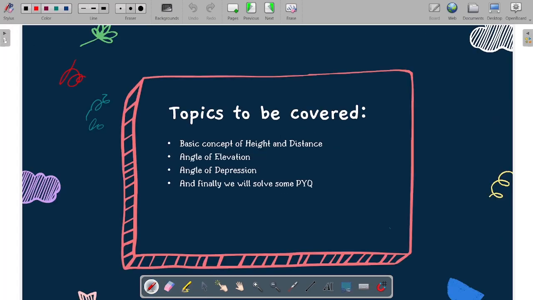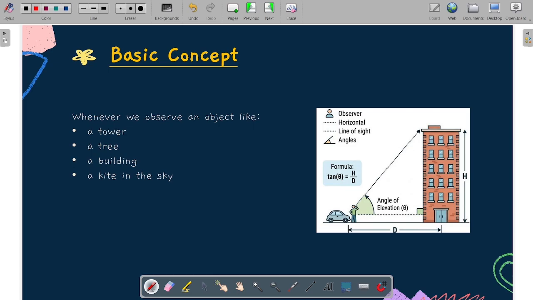In this lecture, we will discuss the basic concept of height and distance, then angle of elevation, then angle of depression, and finally we will solve some previous year questions of the CDS. So let's start with the basic concept. First, let us understand what height and distance is.